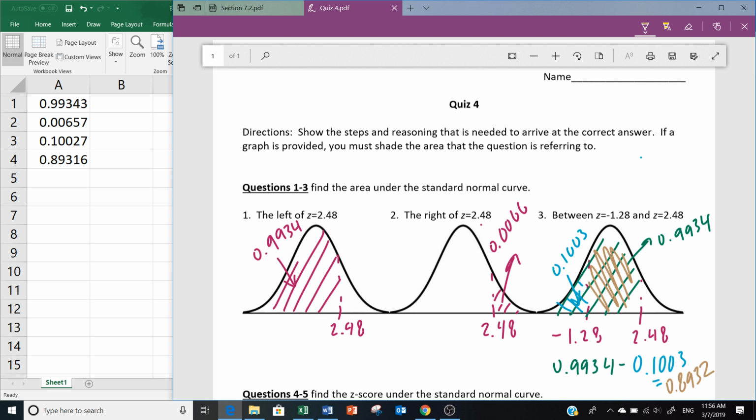Yes, Nicole? I think she means that negative 1.28 to the left and 2.48 to the right, and then 1 minus the addition of both of them. It should work. So you did this side, and then you did 1 minus both of those sides.